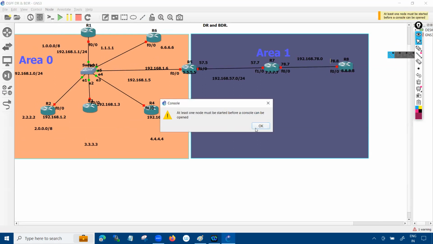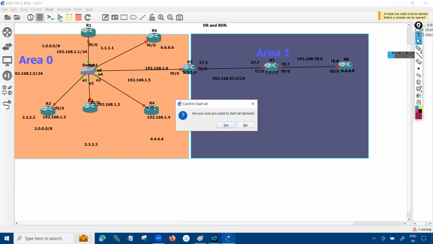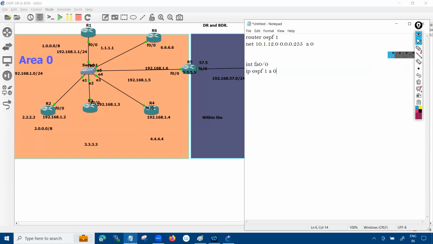At least one of the nodes will be started, right? I haven't started. So already the IP address is configured, guys. I just need to configure the OSPF, right? As I told you, we have two ways to configure OSPF. One way is to go under router OSPF 1 and say network 1.12.0/24 area 0. Another way is to go under the interface and say ip ospf 1 area 0. That's all. Two ways we have.